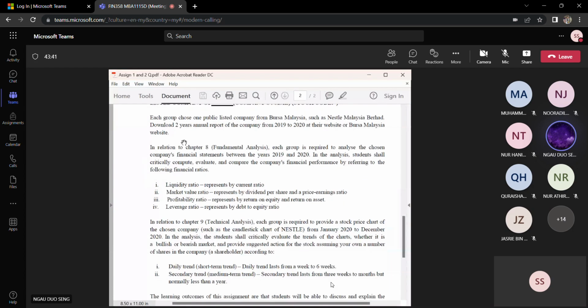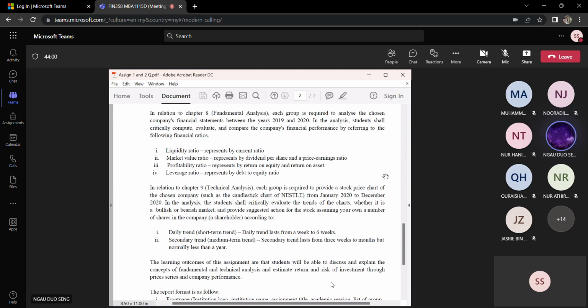In relation to Chapter 8, Fundamental Analysis, each group is required to analyze the chosen company's financial statements between the years 2020 and 2021. In the analysis, students shall critically compute, evaluate and compare the company's financial performance by referring to the following financial ratios. Here you are required to do only 4. In the slides there are 5, but here you only do 4: liquidity ratio, market value ratio, profitability ratio, and leverage ratio. You can refer to the slides.